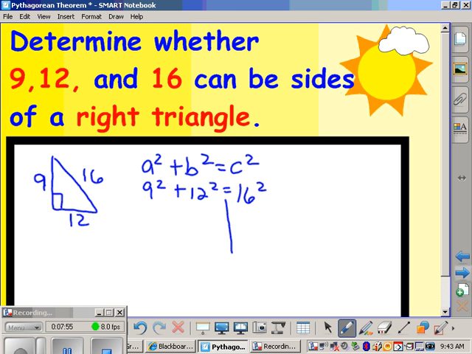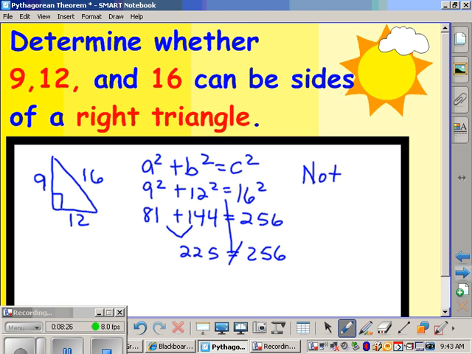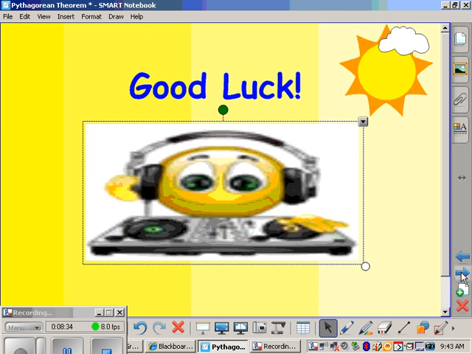And I just have to see whether or not the left side, when I square the 9 and the 12 and find their sum, equals 16 squared. So we would have 81 plus 144, and we want to know if that equals 16 squared, which is 256. So let's go ahead and add 81 and 144, and we actually get 225. Since it's not equal to 256, then we can determine that these lengths do not form a right triangle. And this completes the lesson on the Pythagorean theorem.